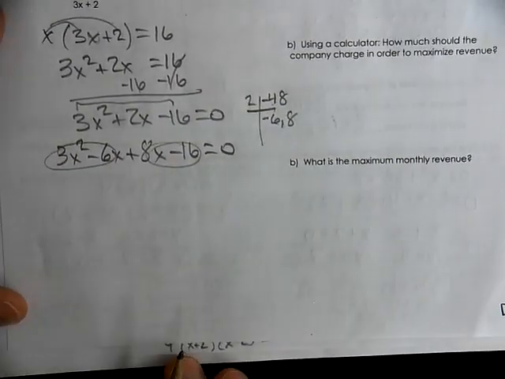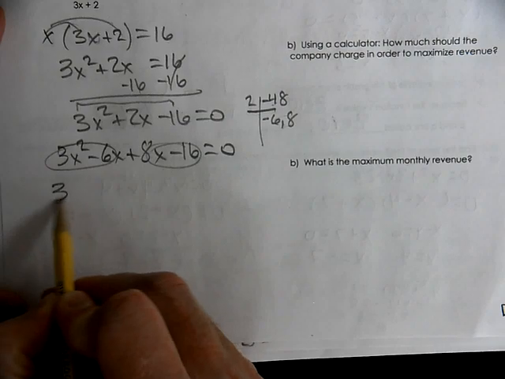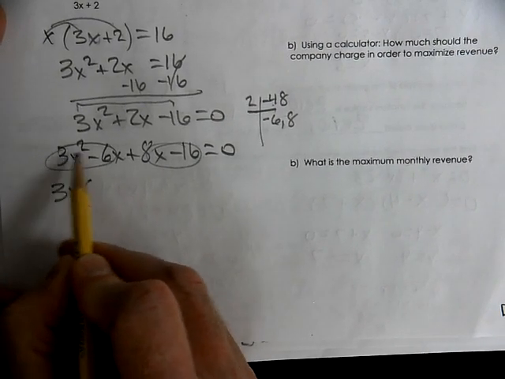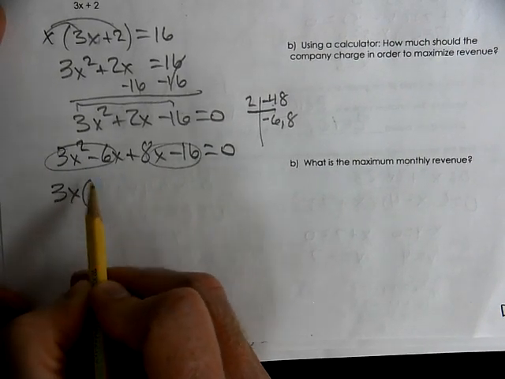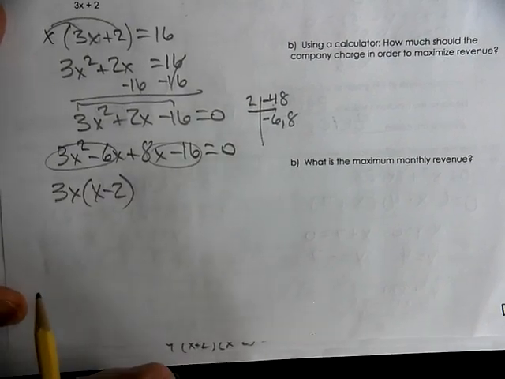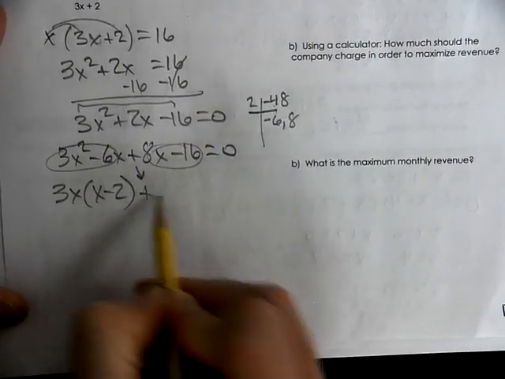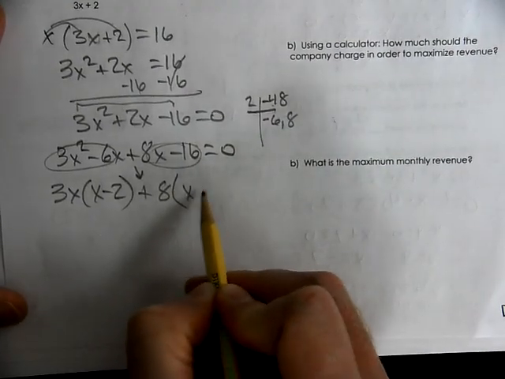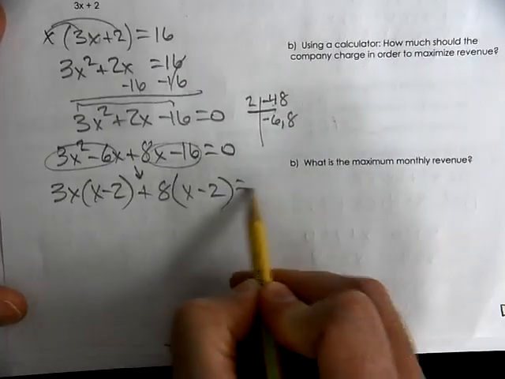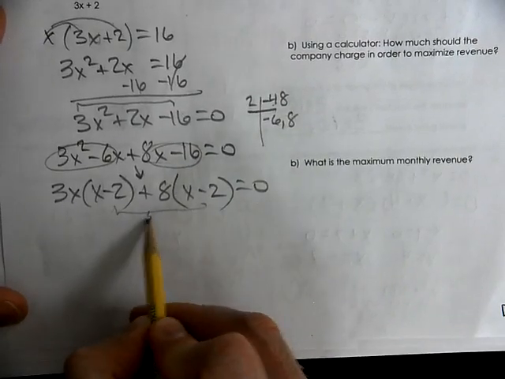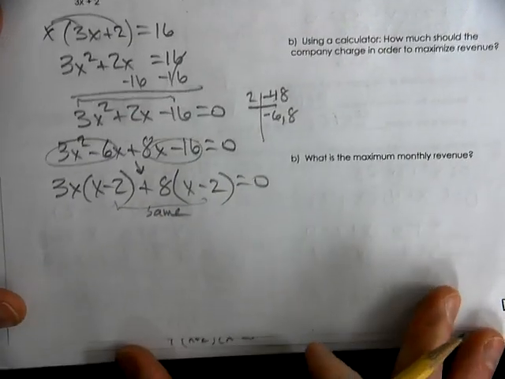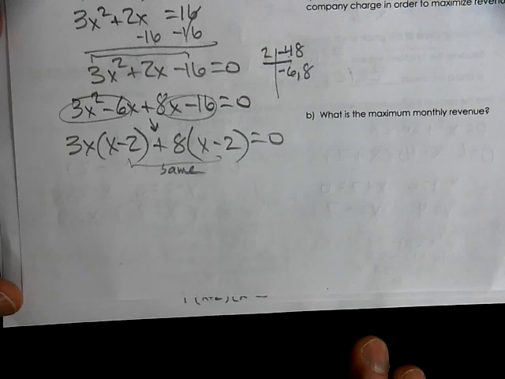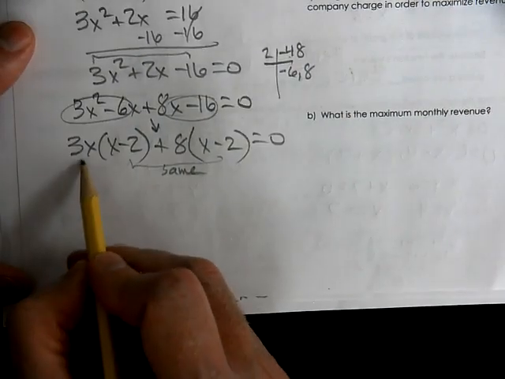Circle your first two pairs. You get 3x can be factored out of that with your GCF. You'd be left with x minus 2. Bring down your sign. Factor out what you can. You'd be left with x minus 2. Your parentheses are exactly the same. That's factor by grouping. Some call it decomposition.